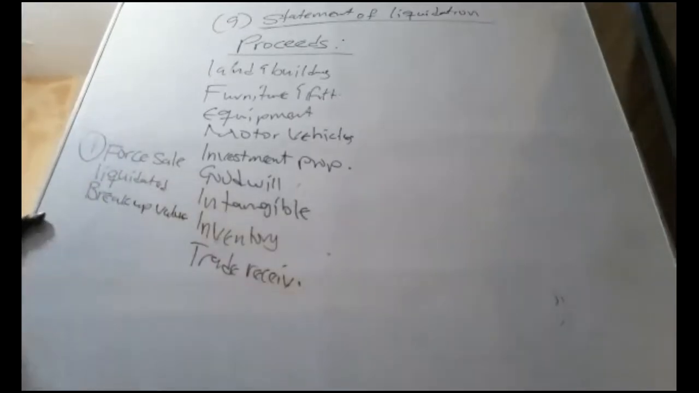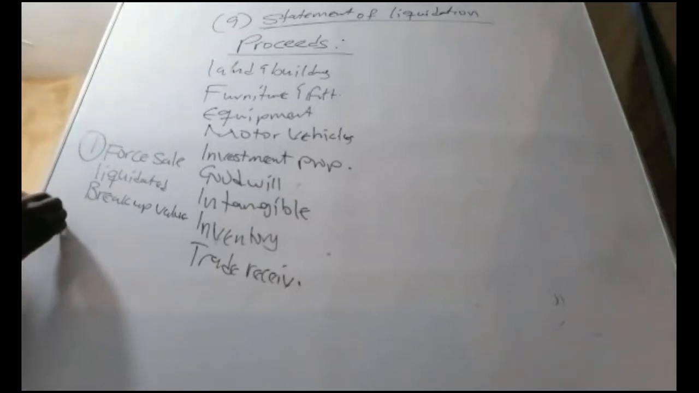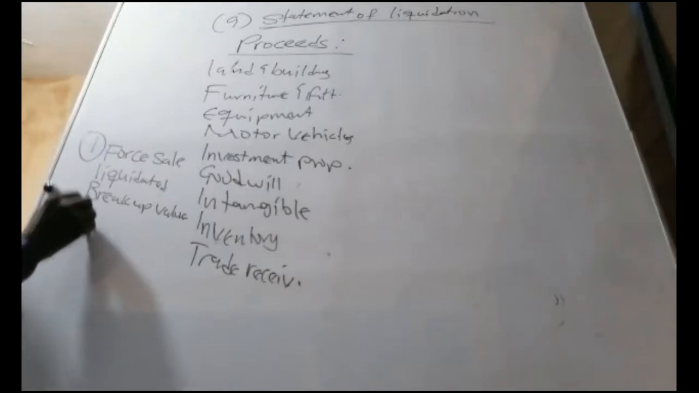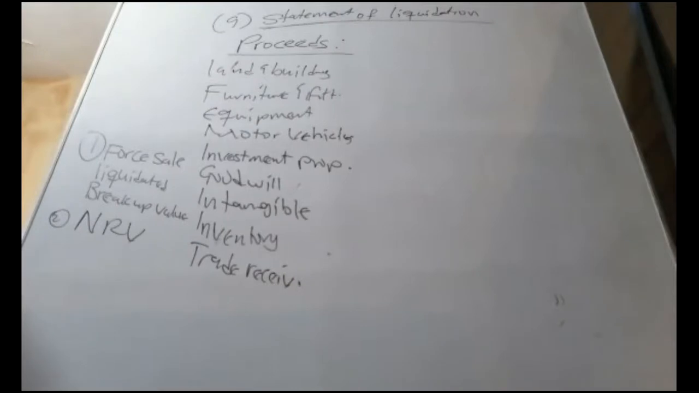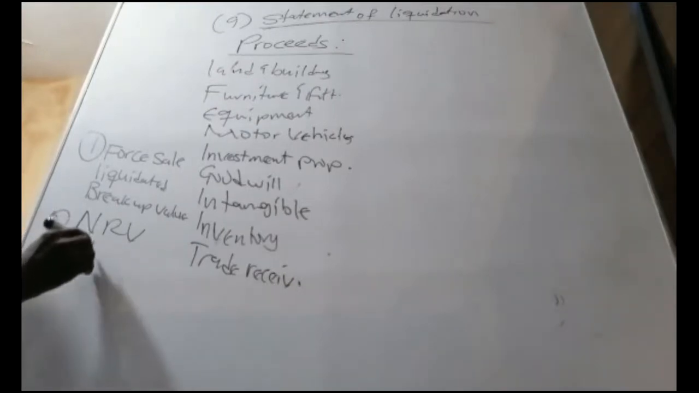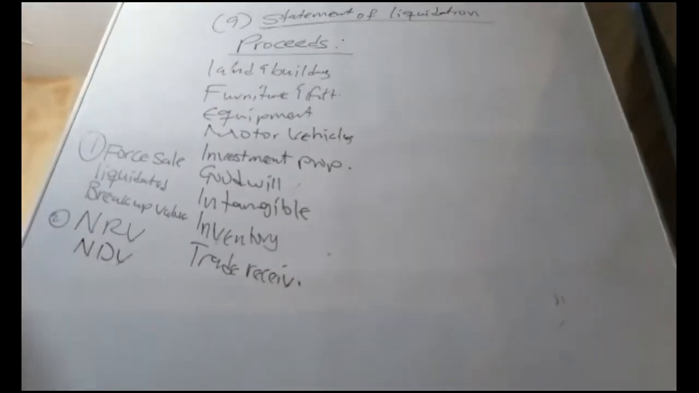These three words are the same. So that's the amount that we have to pick for the assets. If they are not there, you can pick what? The net realizable value, or realizable value. It's also called net disposal value, or the disposal value of the assets.